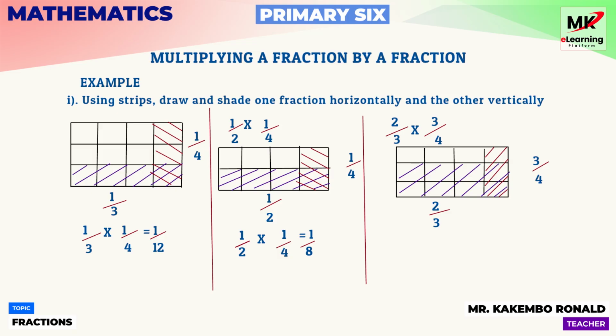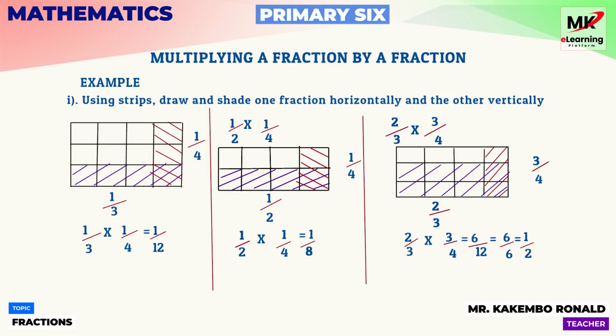I first cut into 3 pieces. I shade 2 strips. So that is 2 out of 3. Now I'm going vertical. Cut 4 pieces: 1, 2, 3, then 4 pieces. Shade 3 of them. When you shade, you are going to get a common shaded area. 2 out of 3 times 3 out of 4 becomes 1, 2, 3, 4, 5, 6 shaded twice. 6 out of 12 are double shaded.